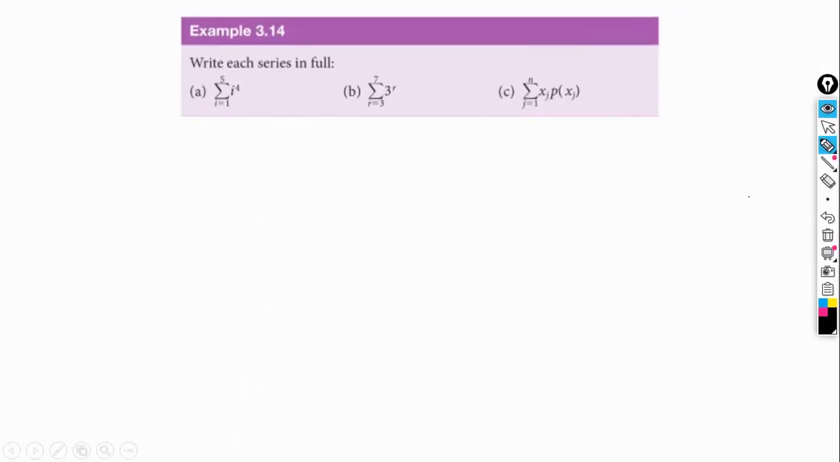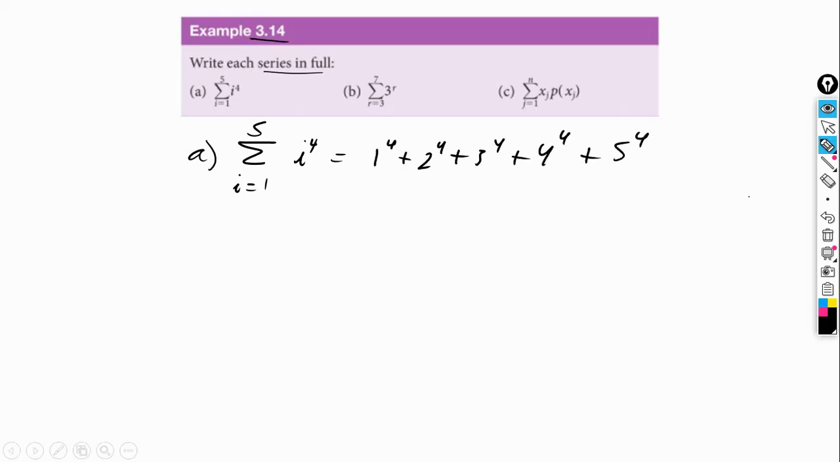Next we have example 3.14, and it says write each series in full. For A, we have the sum from i equals 1 to 5 of i to the 4. This is simply going to be 1 to the 4 plus 2 to the 4 plus 3 to the 4 plus 4 to the 4 plus 5 to the 4. And we just leave it like that because all they're asking us to do is to write each series in full, not to solve it, right?